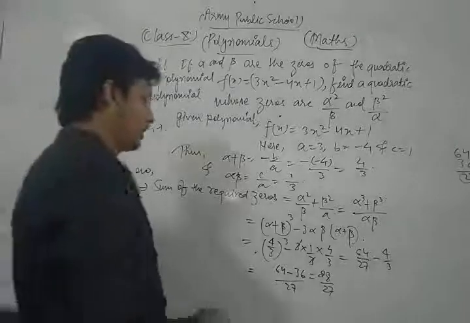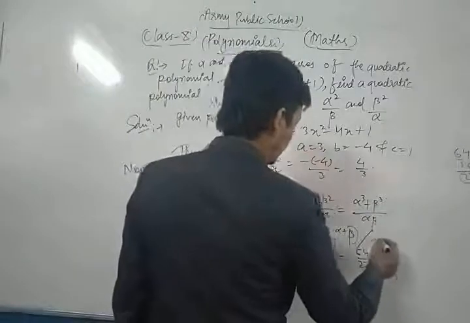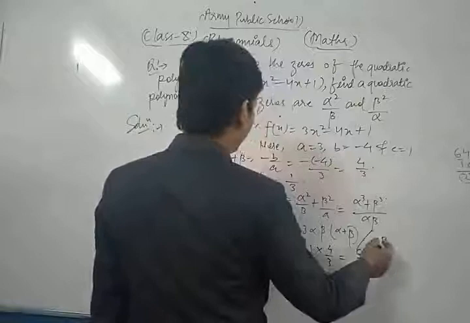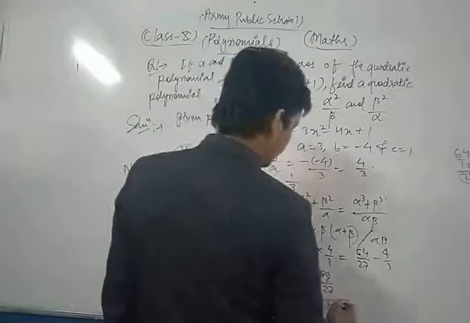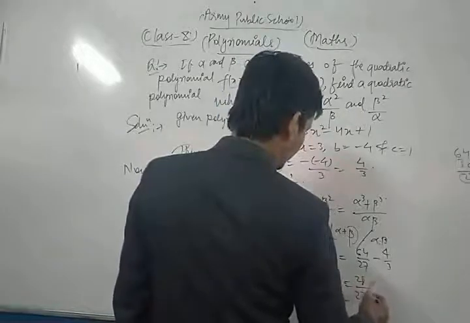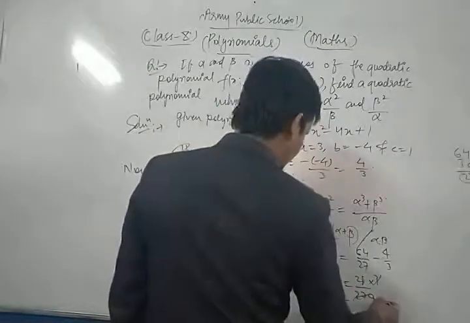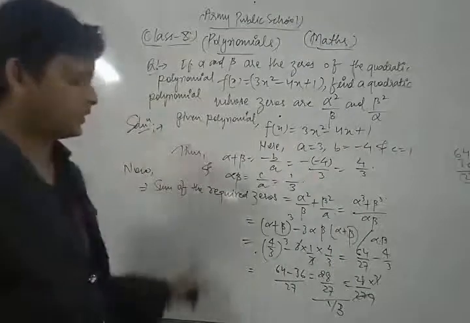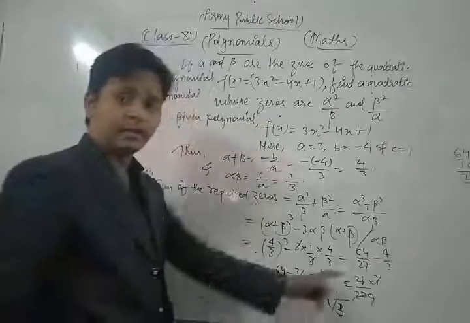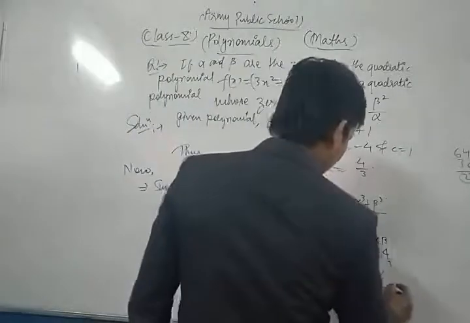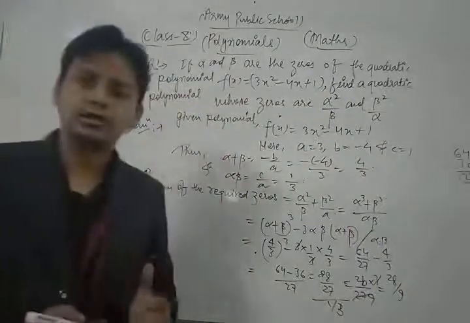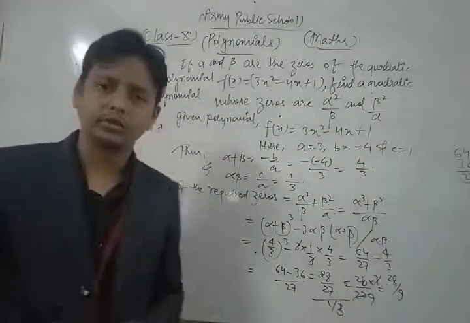Okay, and here we also have upon alpha into beta. The value of alpha into beta is 1 upon 3. So we get 28 upon 27 into 3. So 3 nines are 27. Thus the sum of the required zeros is 28 upon 9.